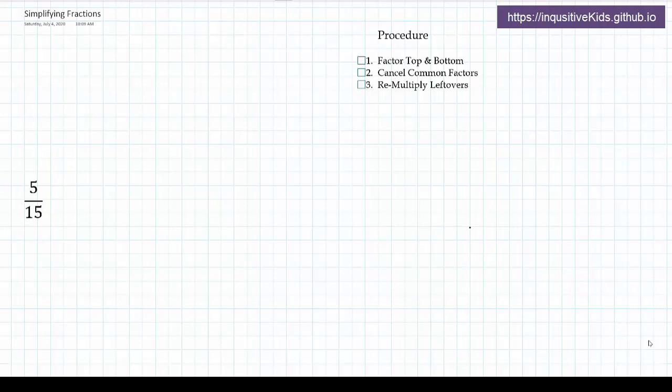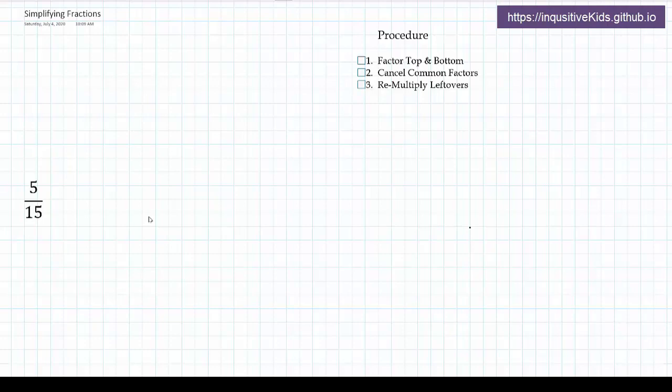Today, we'll be learning how to simplify fractions. First, what is simplifying fractions? Well, simplifying fractions basically means taking a fraction and rewriting it in simplest form without changing the value of the fraction.